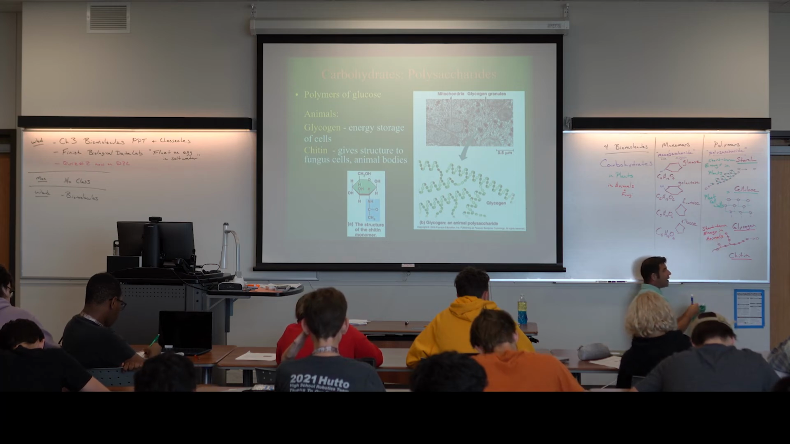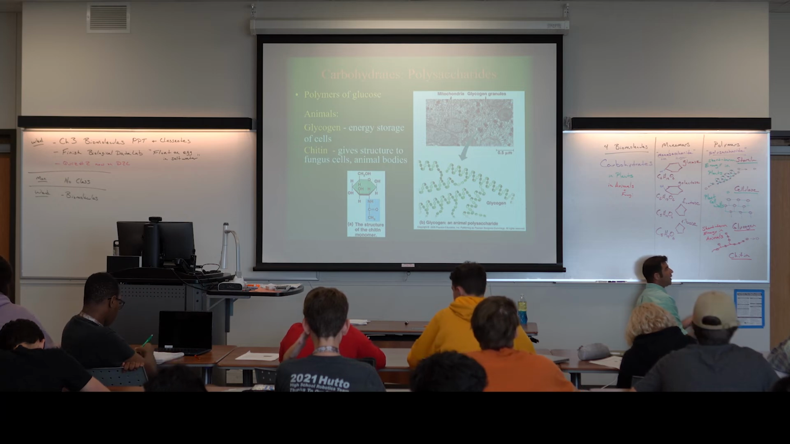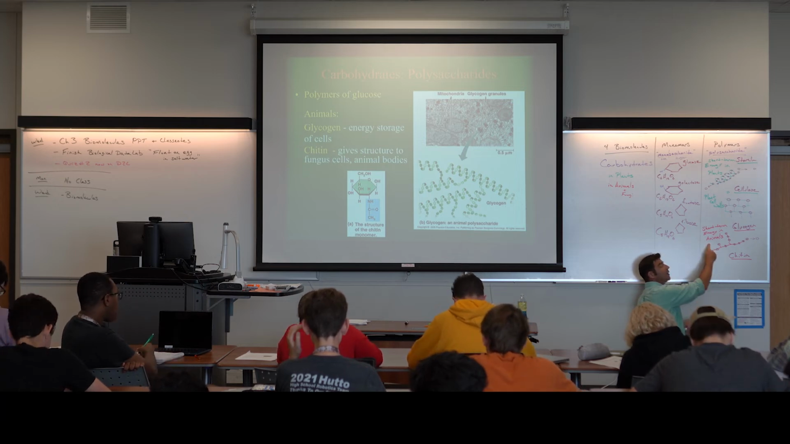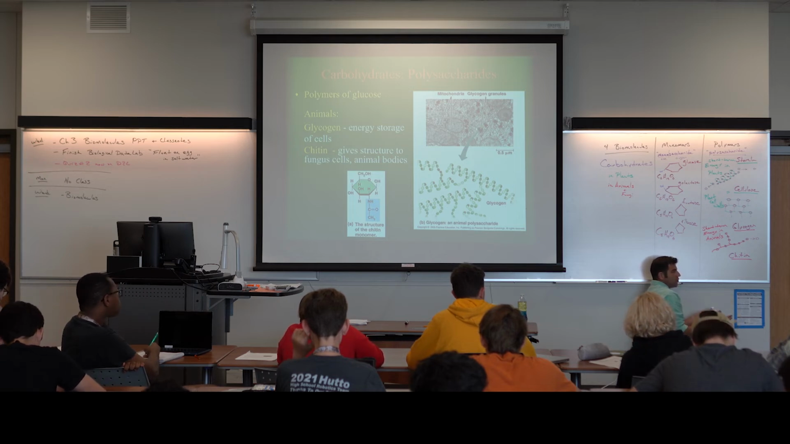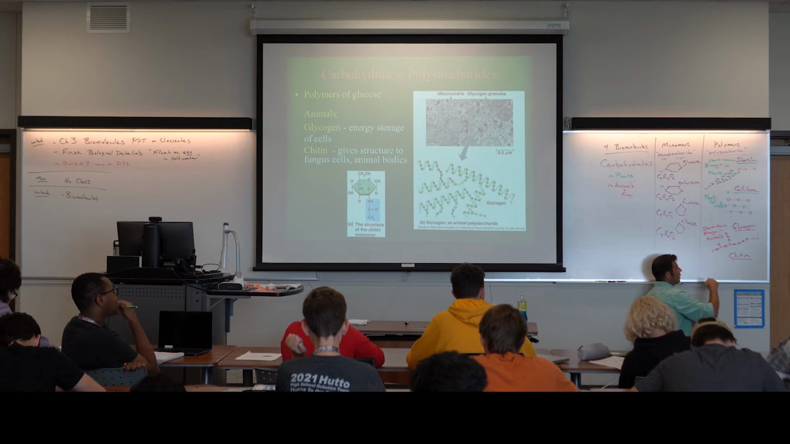Animals are going to store their excess glucose molecules as glycogen. It's stored in the liver. We mentioned before the liver is one of these organs that stores up extra nutrients when there's plenty. So you eat a whole tub of ice cream, that extra glucose is going to be stored as glycogen in the liver.